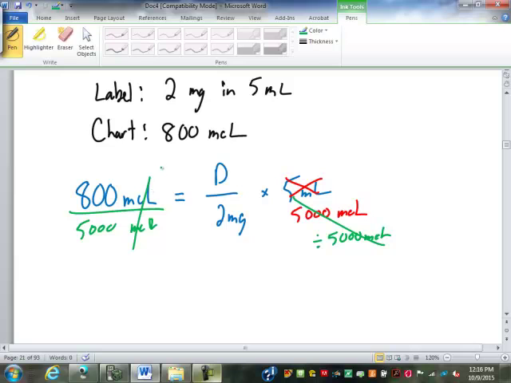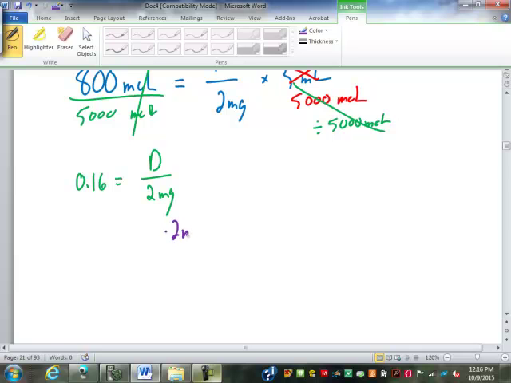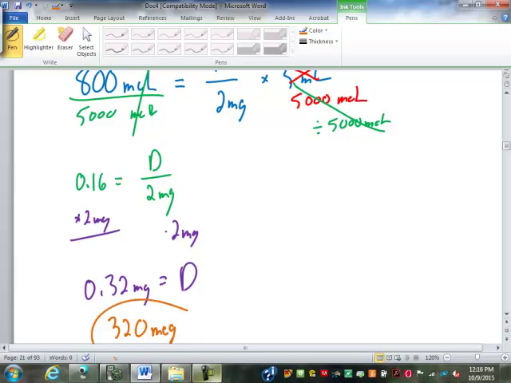So that the units divide out. The units at this step must divide out. So now we've got 800 divided by 5,000 is 0.16. Now we're going to multiply by 2 milligrams. So 0.16 times 2 is 0.32 milligrams is the doctor's order. Chances are, and we could leave it as 0.32, that's fine. Chances are that was really 320 micrograms was the doctor's order.